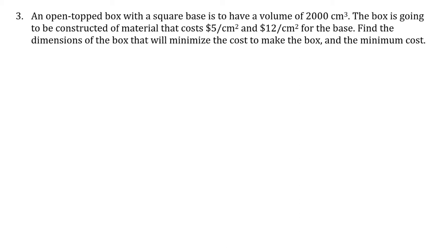The box is going to be constructed of material that costs $5 per centimeter squared for the sides of the box, and the base of the box is $12 per centimeter squared. Find the dimensions of the box that will minimize the cost to make the box, and find the minimum cost. So there's a little bit extra at the end there, but factoring cost into this is also going to make a difference. Okay? Once again, let's draw it.